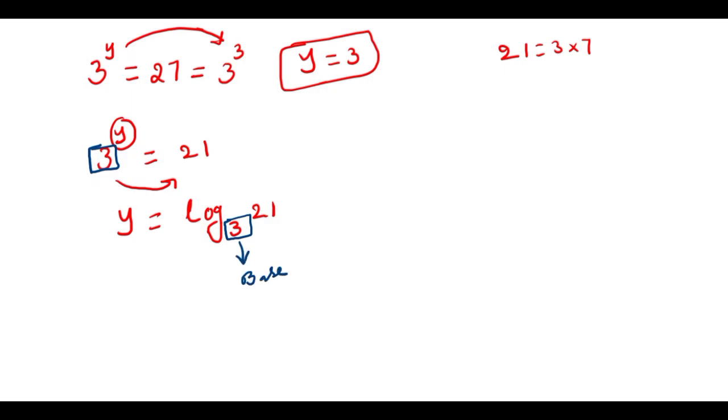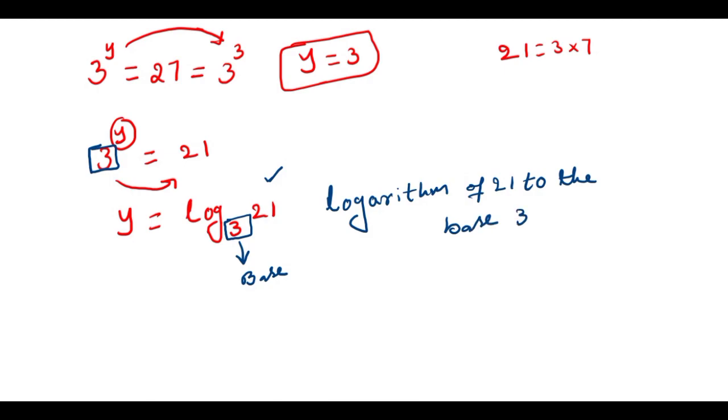So how to read this one? Log 21 base 3, we read as logarithm of 21 to the base 3. So we read like this. Don't forget, in these two cases the bases are the same, that is 3.